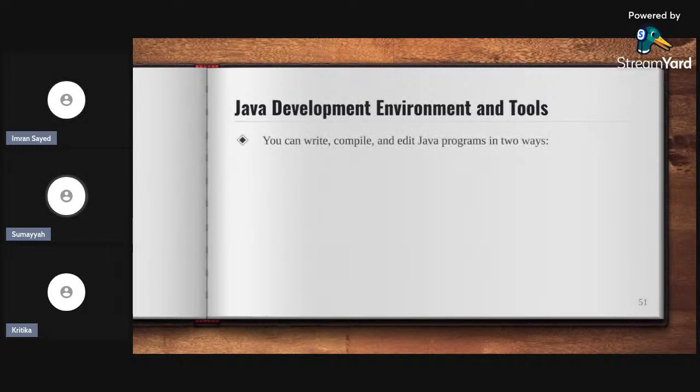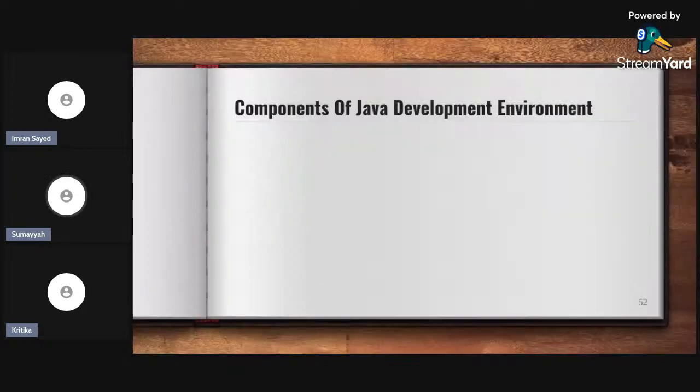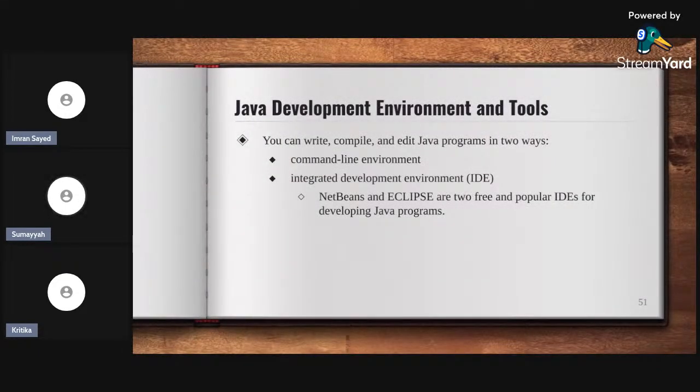Java development environment and tools. You can write, compile, and edit Java programs in two ways. You remember what the two ways are? Using an IDE or using the command line, correct. Command line environment or integrated development environment. NetBeans and Eclipse are two free and popular IDEs. I think they forgot to mention IntelliJ. That's also free.